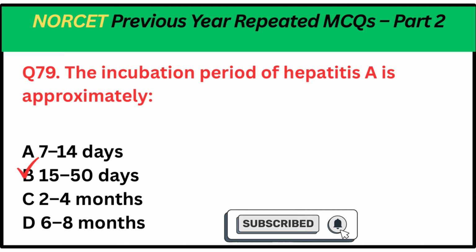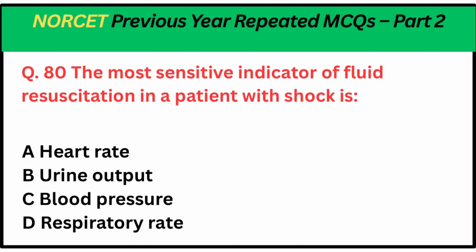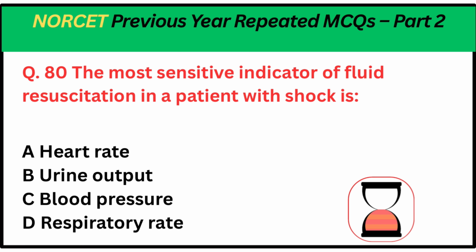Moving to the next and our last question, question number 80. The most sensitive indicator of fluid resuscitation in a patient with shock is? Your correct option is option B, urine output.